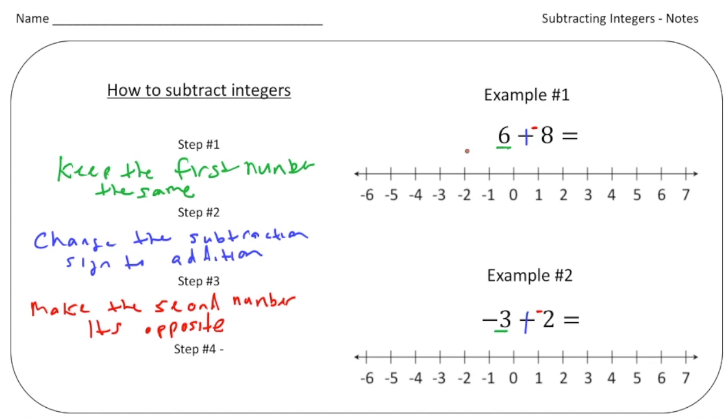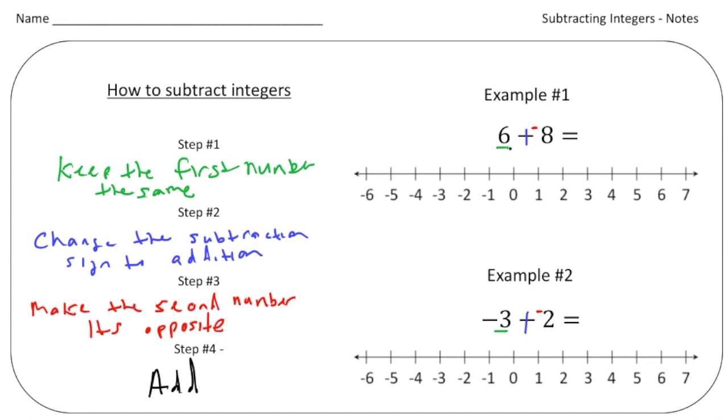So step number 1, we kept the first numbers the same. Step 2, we changed the subtraction sign to addition. And then step number 3, we made the second number its opposite. Now the fourth step is all about just adding. All you do is add the 2 integers.